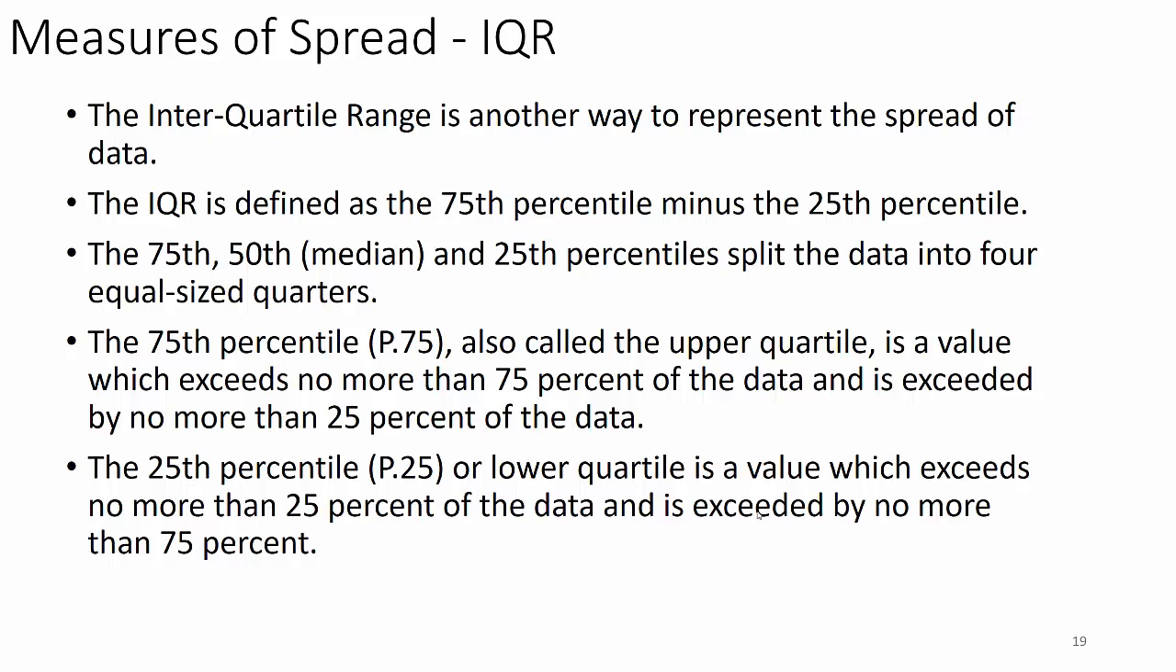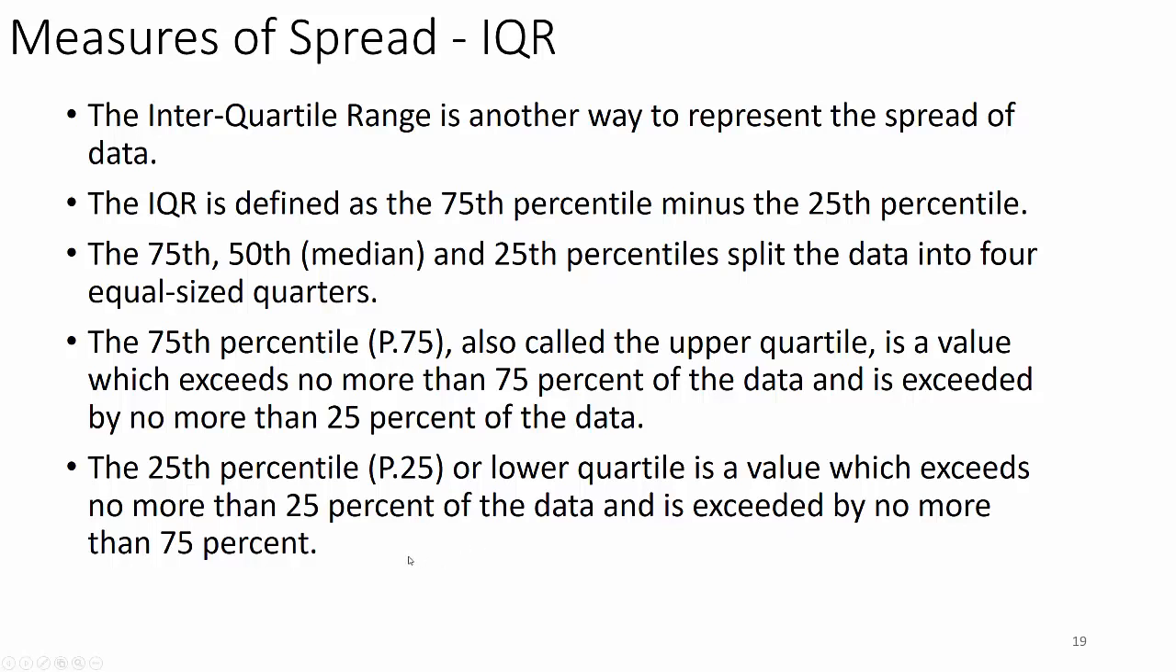The 75th percentile, also called the upper quartile, is a value which exceeds no more than 75% of the data, and is exceeded by no more than 25% of the data. The 25th percentile, inversely, is the lower quartile, a value which exceeds no more than 25% of the data and is exceeded by no more than 75% of the data. So you can see how useful this is in visualizing the data.